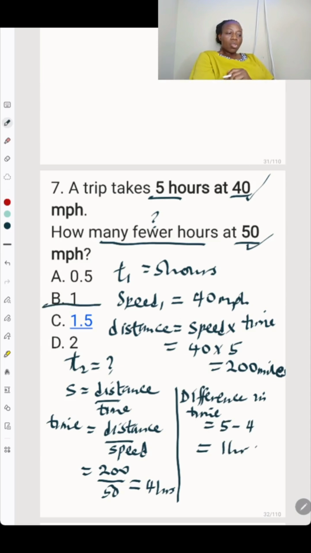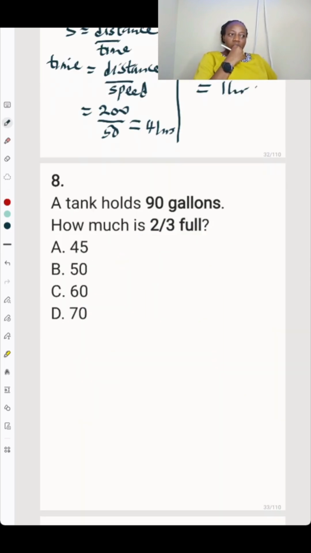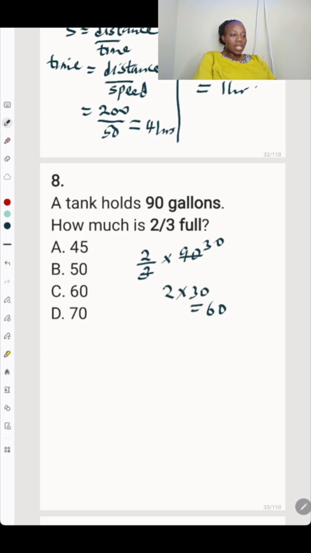That's B. So a tank holds 90 gallons. How much is 2/3 full? Tank, what is the capacity of the tank? Capacity is 90. Then 2/3 full will be what? 2/3 of 90. And that's going to be how many? 3 in 9. That will be 30. Then we can now multiply 2 by 30. This is going to be 60, and that's C.